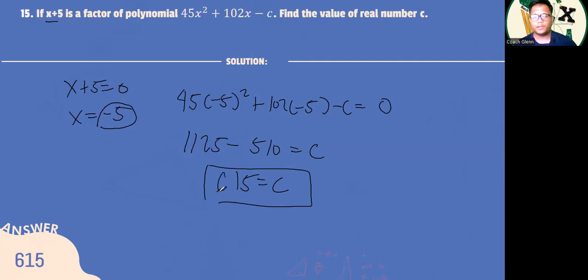That's it. Any questions for this one? So this one is actually easy as long as you know the technique. Sir, how do we know that x plus 5 is equal to 0? Because we know that it's a root or it's a factor. So it's automatically equal to 0. Again, if it's a factor, then x plus 5 is equal to 0.